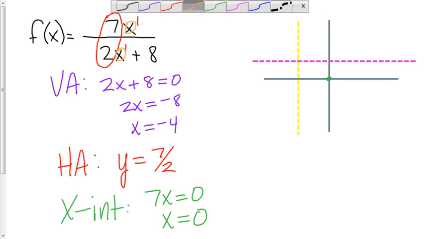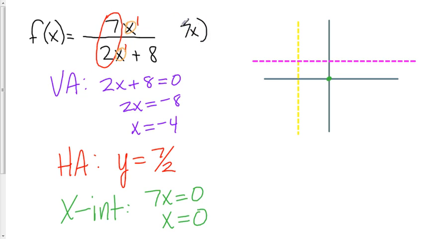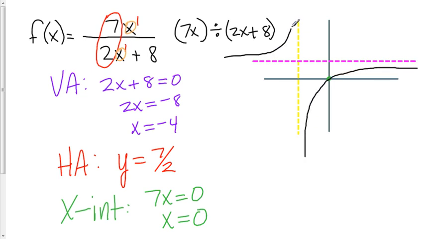So then, like I said again, if you want to graph this, make sure you put 7x in parentheses, divided by 2x plus 8, and that's in parentheses as well. I would guess that the graph has to do something like this, and then possibly here. So there's example number 2.